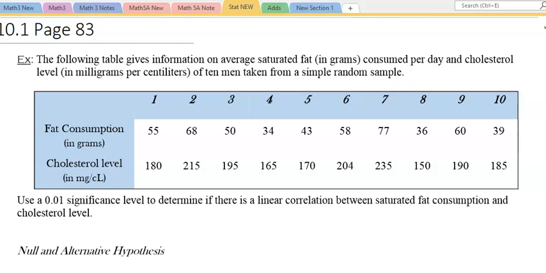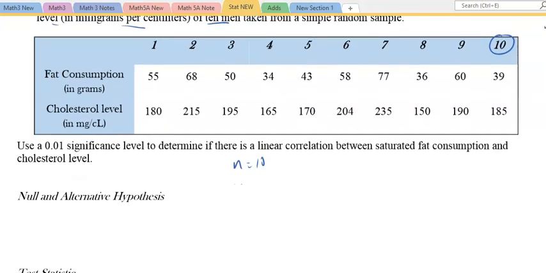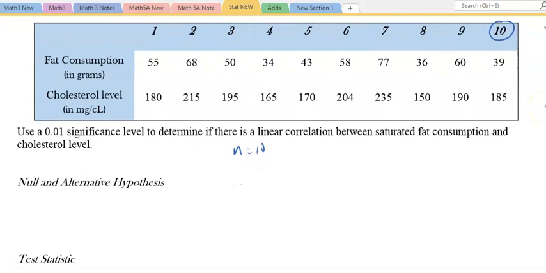And here's our first example. The following table gives information on average saturated fat in grams consumed per day and cholesterol level in milligrams per centiliters of 10 men taken from a simple random sample. So we have the fat consumption in grams for each and the cholesterol level for each.